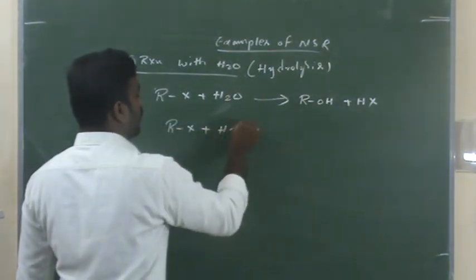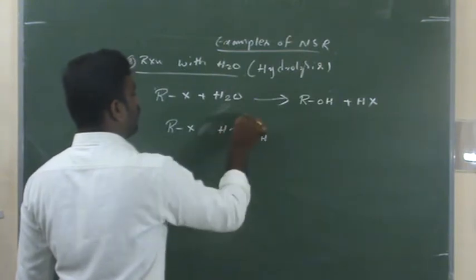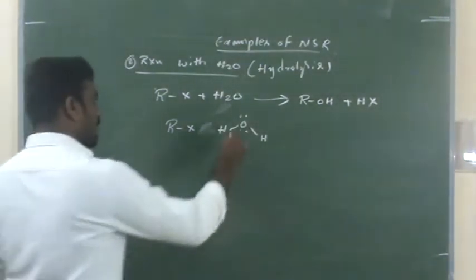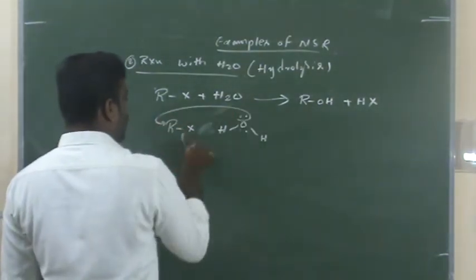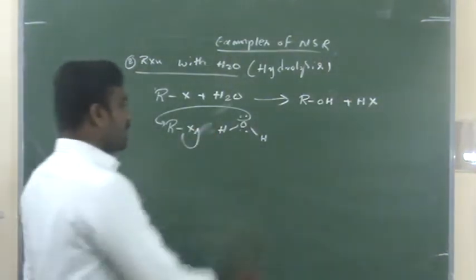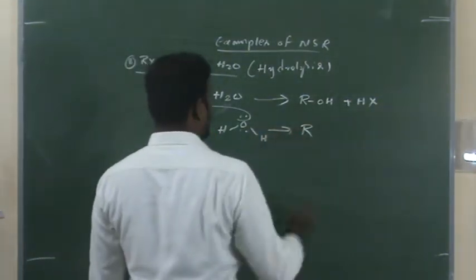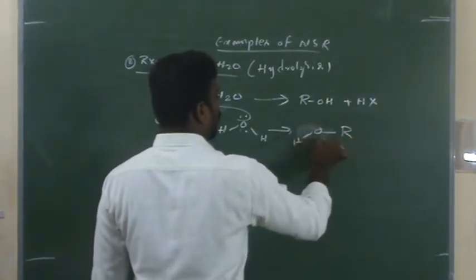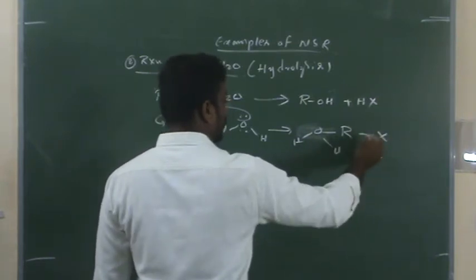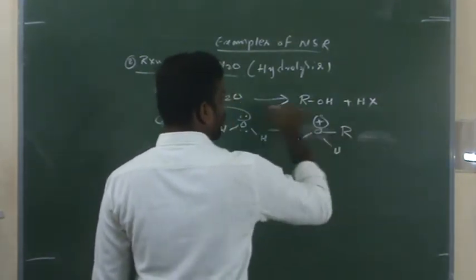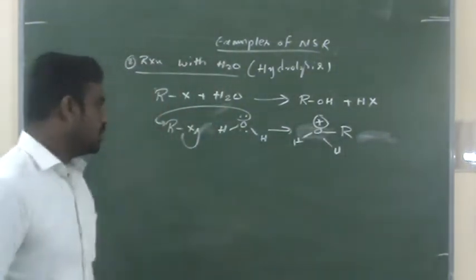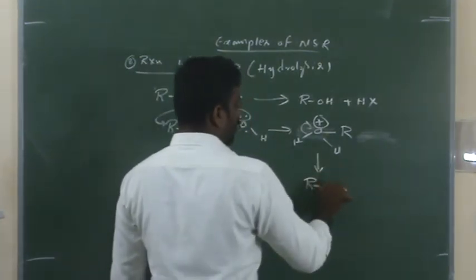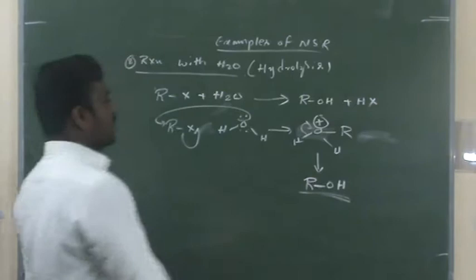Water is a good nucleophile. How can you say water is a good nucleophile? There is a lone pair of electrons in water. That lone pair of electrons will be given to this R, and this X will be removed. After this, R is attached with water, and X is removed. Then oxygen gets a positive charge, then this hydrogen gives electrons to that, and finally we get ROH.